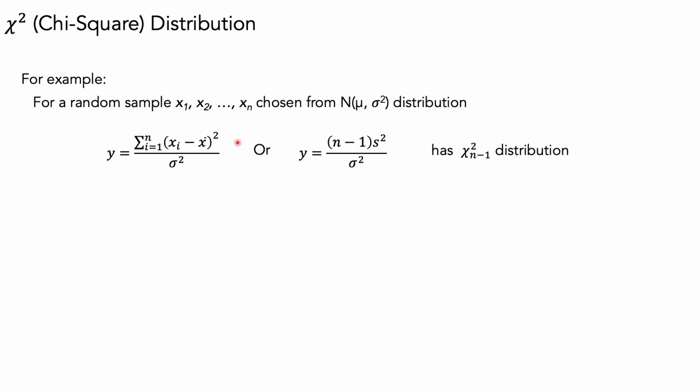So this is an example that if we collect a sample from a normal distribution, that variable is expressed in terms of the variance of the sample divided by the variance of the population, like this one. So this is the variance of the sample divided by the variance of the population. Then it will follow a chi-square distribution with n-1 degrees of freedom.